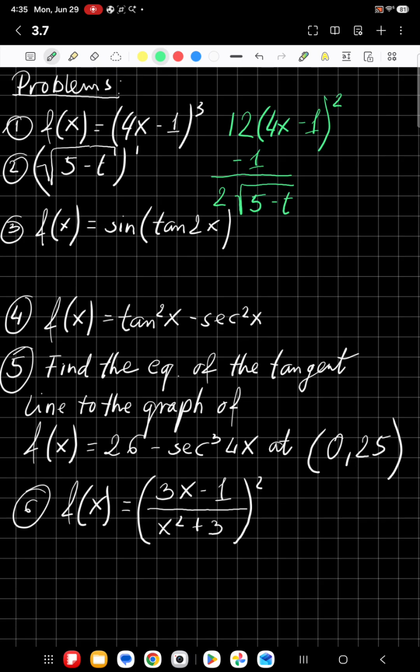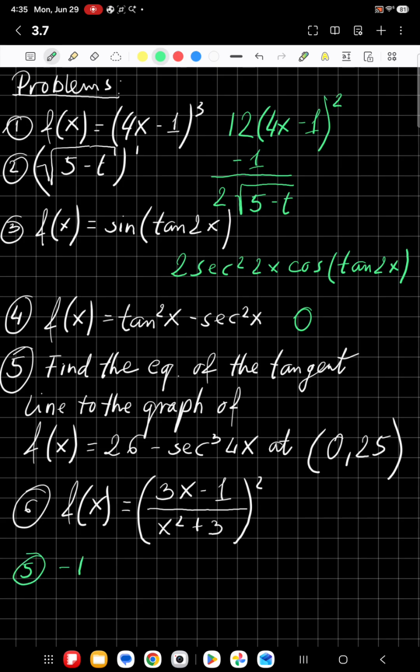The third one is 2 secant squared 2x, and then we have cosine tangent 2x. Okay, number 4. The answer is 0. Number 5. I'll give you the answer here.